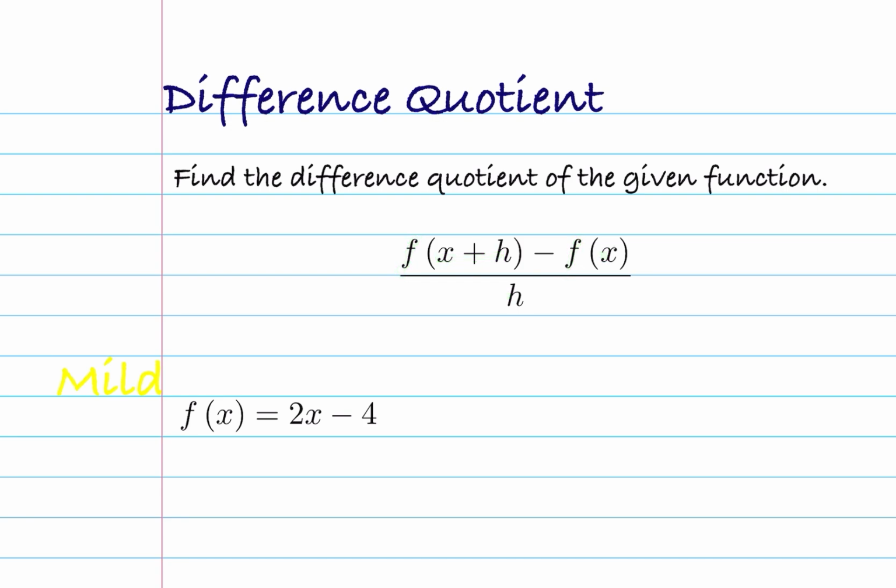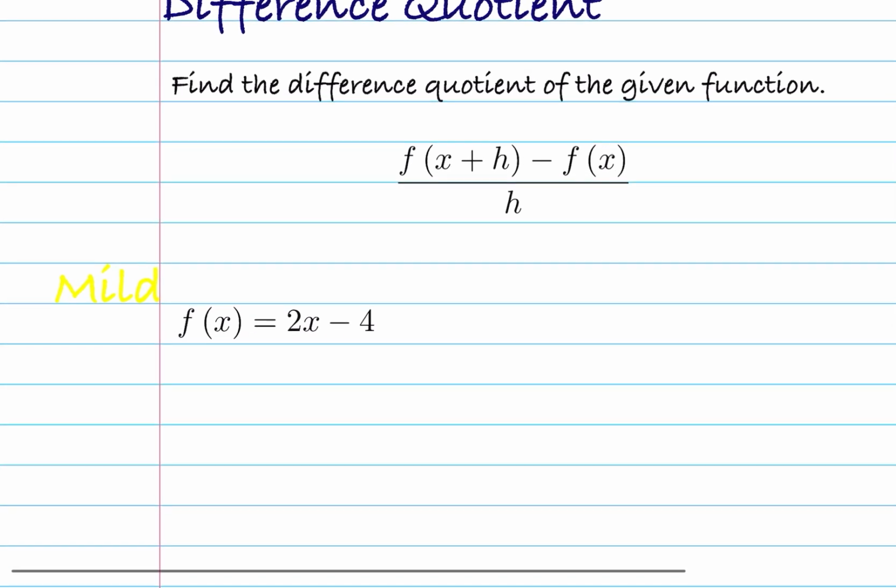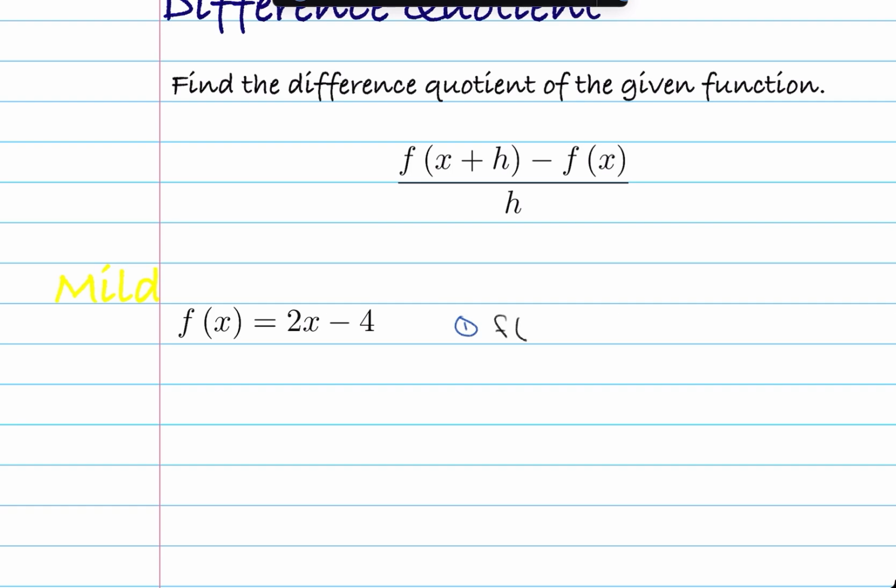So we're going to take a look at this example. We are going to use the difference quotient for f of x equals 2x minus 4. Okay, so we are going to, like I said, take this in steps. Step 1 is going to be finding f of x plus h. Okay, so what we are going to do is find f of x plus h, and then we are going to do negative f of x, and then we're going to put it all over h. Okay, you're going to see what happens there.